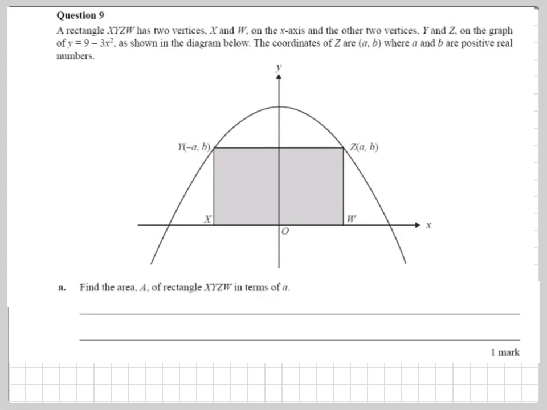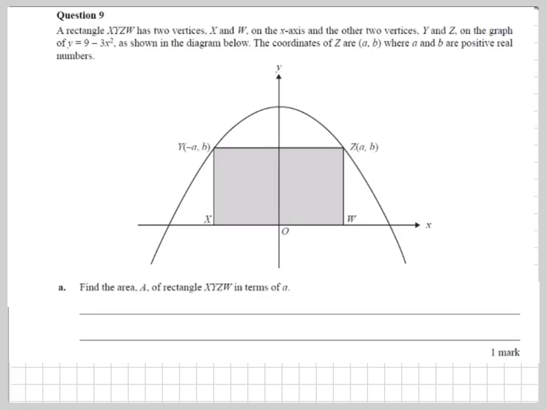Now what's this thing? We've got a rectangle XYZW, which has two vertices, X and W, and two other vertices, Y and Z, on the graph. So let's have a look at that. Oh yeah, it looks pretty normal, and it looks like the function is y equals 3 minus x squared, as shown in the diagram below.